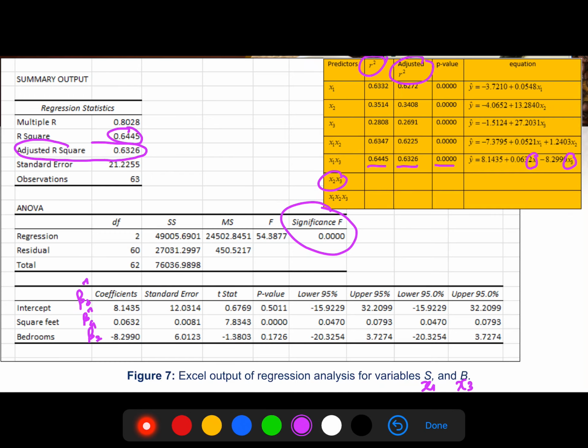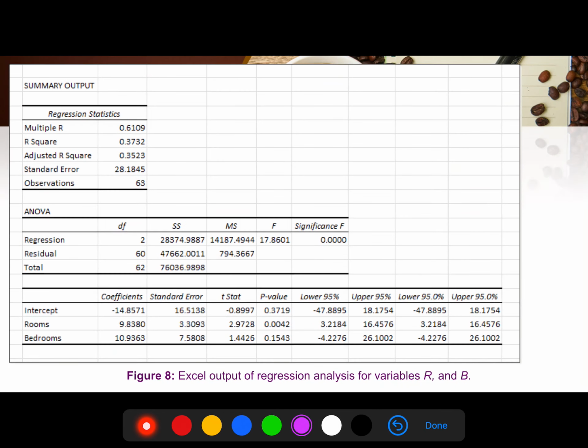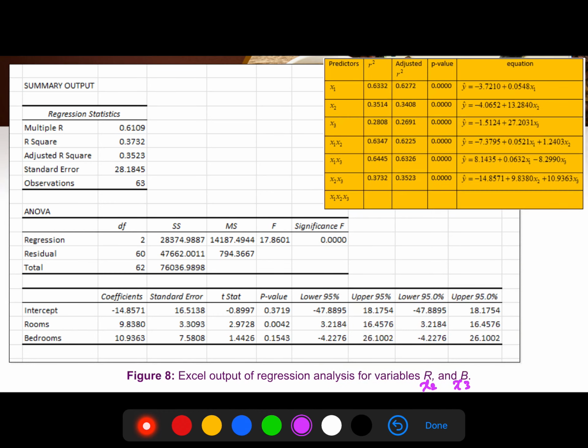Next, x2 and x3. You will have here x2, x3. Okay, R square 0.3702, adjusted R square, p-value, and the equation here is beta naught, beta 1, beta 2. So you have x2 and x3.